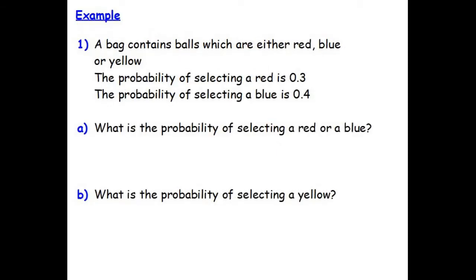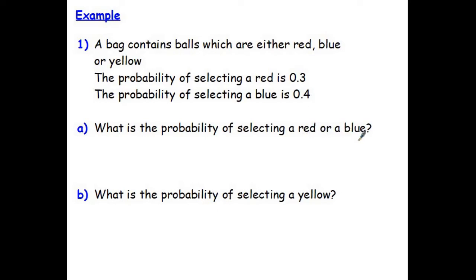Okay, so now we're going to look at our first example. It says a bag contains balls which are either red, blue or yellow. The probability of selecting the red one is 0.3. The probability of selecting the blue one is 0.4. Part A, what is the probability of selecting a red or a blue?